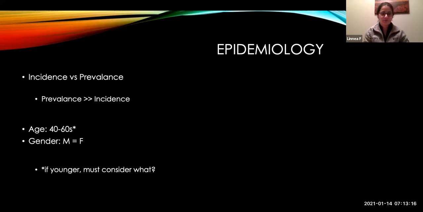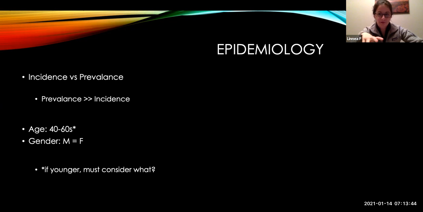Since they're slow growing tumors and they can be observed over time, particularly when they're small, the prevalence is larger than the incidence. Just to again talk about those two different words you might see. Incidence is new diagnoses of the disease, and prevalence is just how many have already been diagnosed that are being observed. Typically, people are diagnosed in their 40s to 60s, maybe even older, so it tends to be older people.